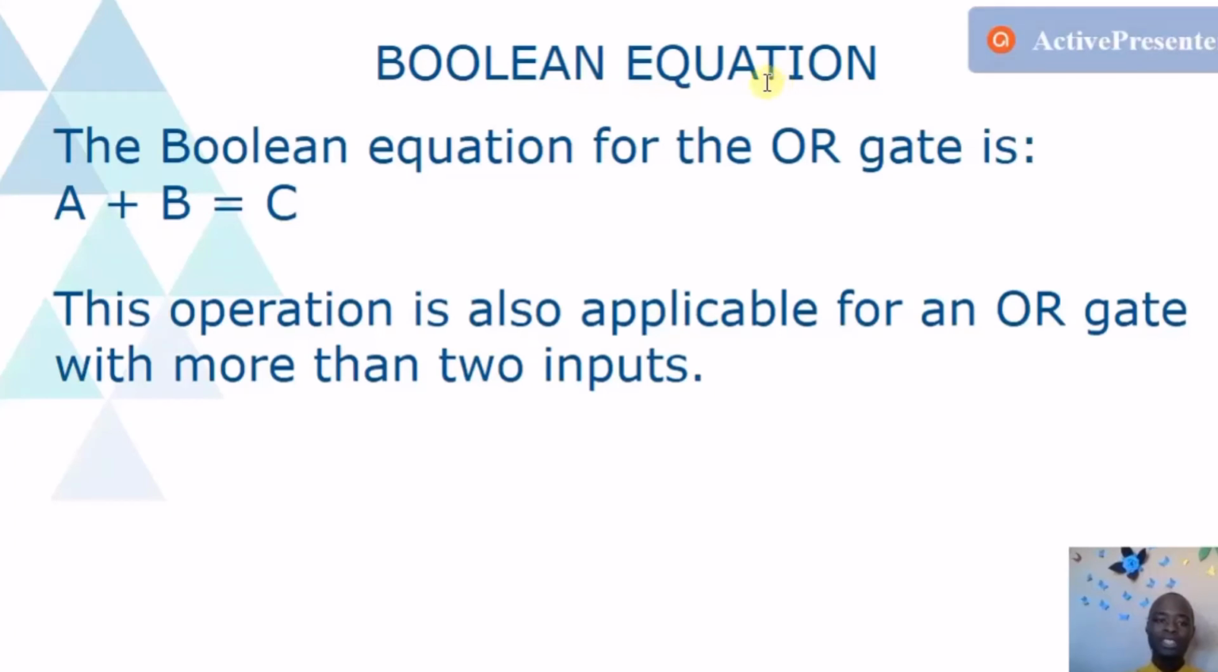Boolean equation. The Boolean equation for the OR gate is A plus B. That's when you are having 2 inputs. When you are having 3 inputs, you can have something like A plus B plus C is equal to D. This operation is also applicable for an OR gate with more than 2 inputs, as I've rightly said there.